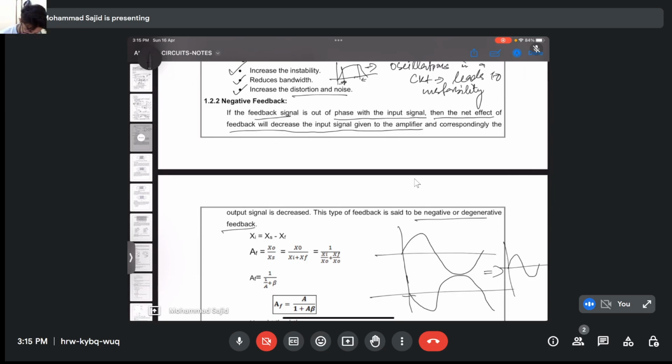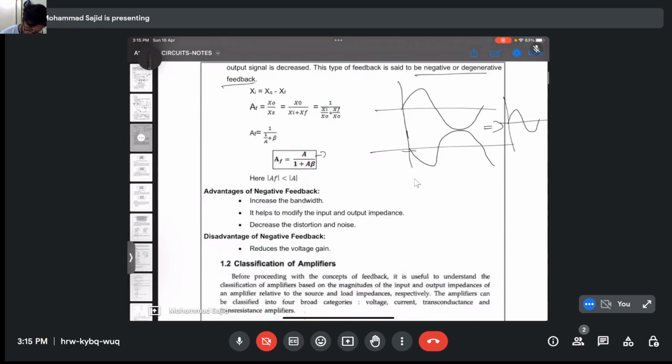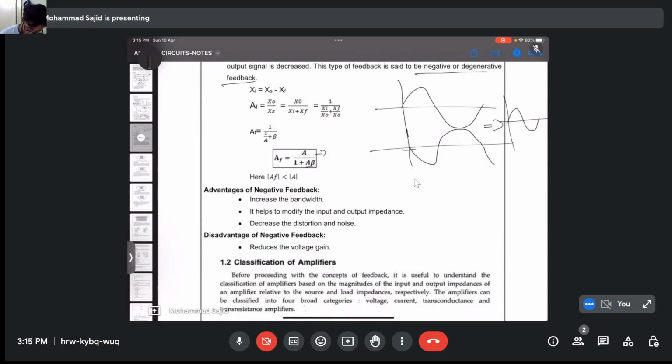In this case, your gain will be A divided by 1 plus A beta, right? So the advantage of negative feedback is increasing the bandwidth. It helps to modify the input and output impedances. We will calculate these things in the numericals. And you have a decrease in the distortion and noise. The disadvantage of negative feedback is that it reduces the voltage gain. We'll see about it.